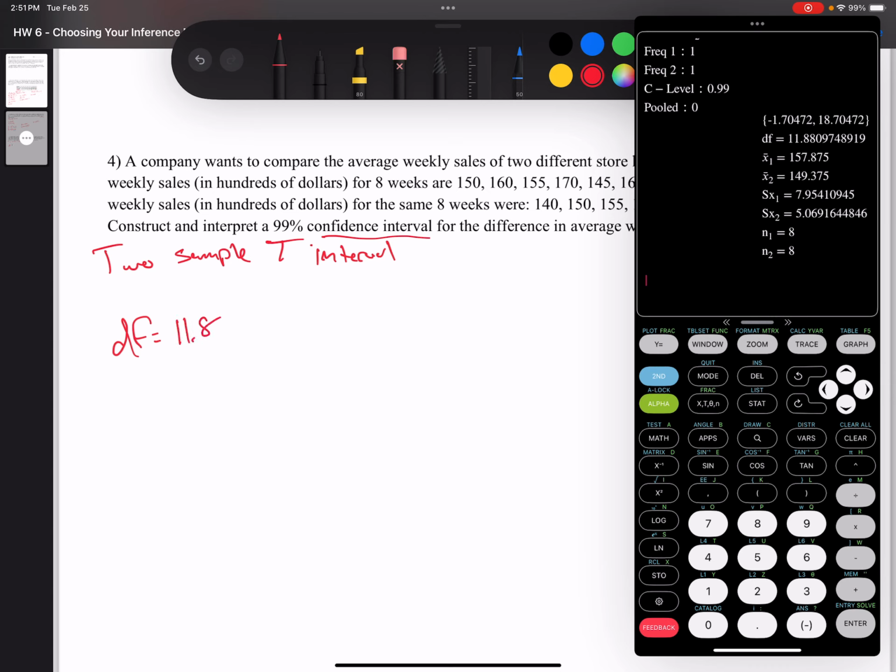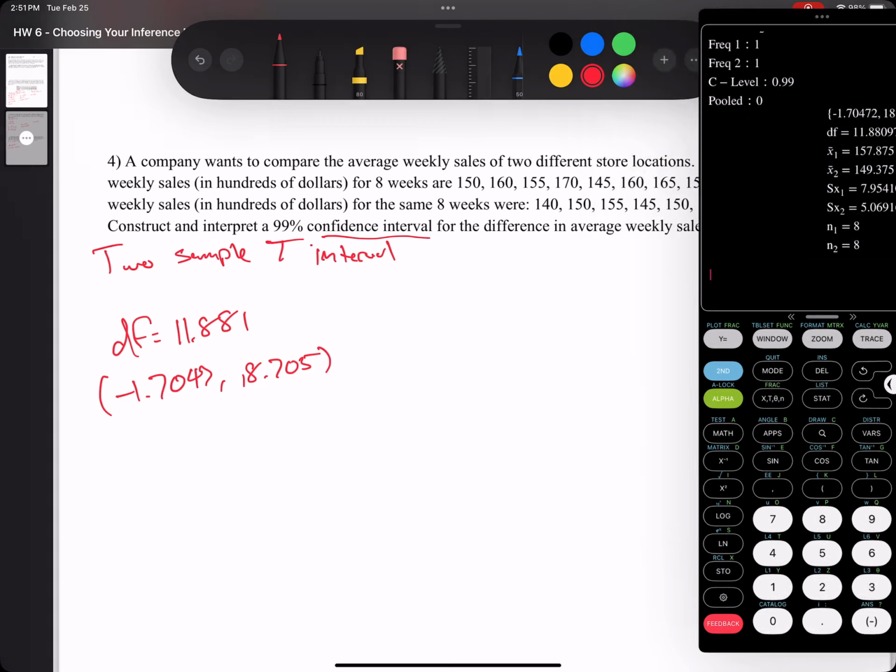So 11.881 in this case. If you're using the calculator way like this, you have to put the degrees of freedom that the calculator gave you. And then we're going to go ahead and report our interval. So it's negative 1.7047 to 18.705. And then we have to interpret this.